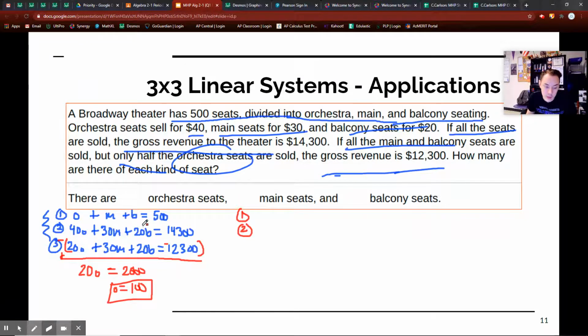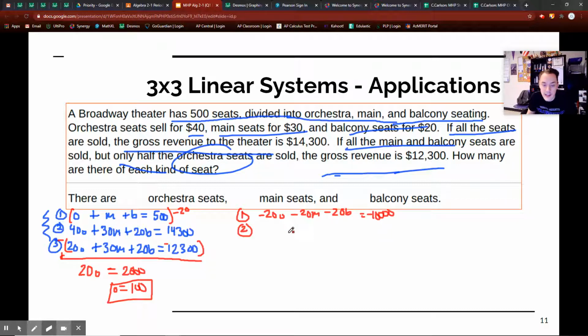So does it matter which one I do? Well, no. I guess we can try to eliminate probably B because it's easier. So let's try to eliminate 1. So let's multiply by negative 20 all the way through, so it eliminates that B value. So if I multiply 1 by negative 20 all the way through, I get negative 20O, and then minus 20M, and then minus 20B, and then equals negative 10,000.